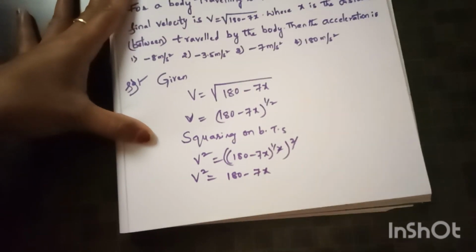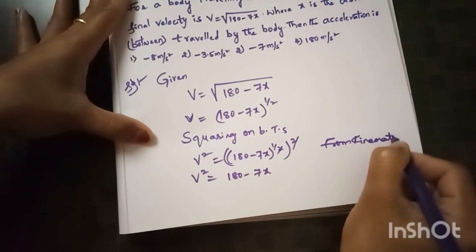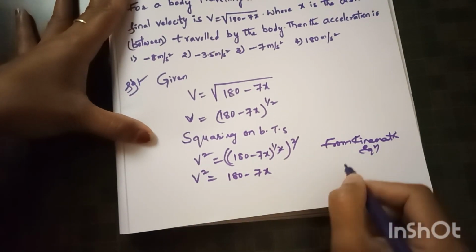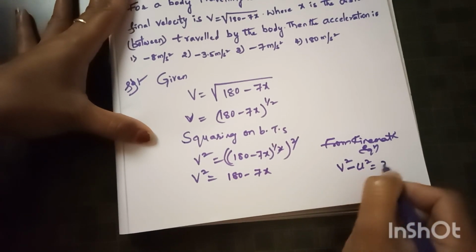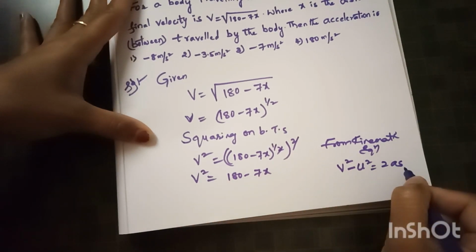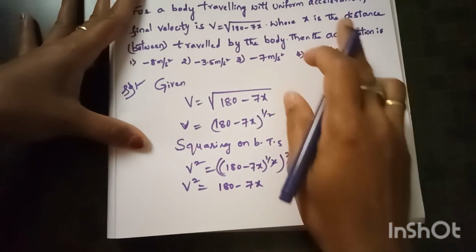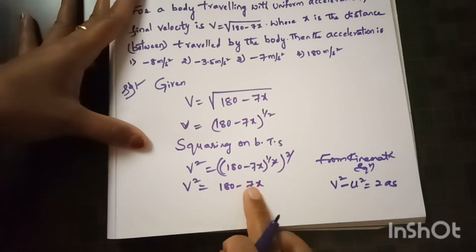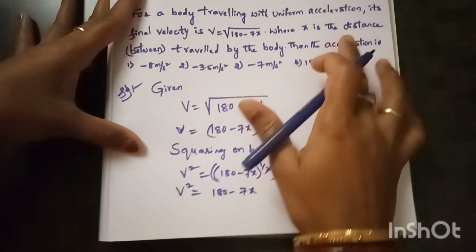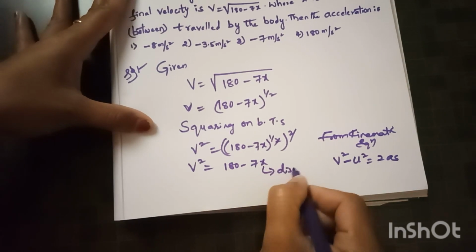Now from the kinematic equations, v square means we can observe the third kinematic equation, that is v square minus u square equals 2as. Here s is the displacement, but here x is the displacement. Why are we considering x as displacement? Because the body is traveling with a uniform acceleration, and we have to find the acceleration.